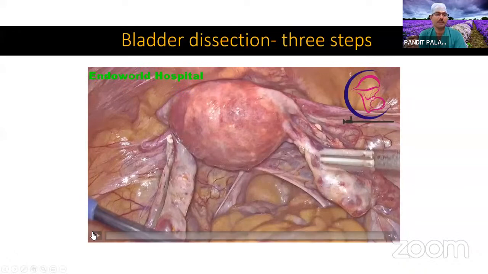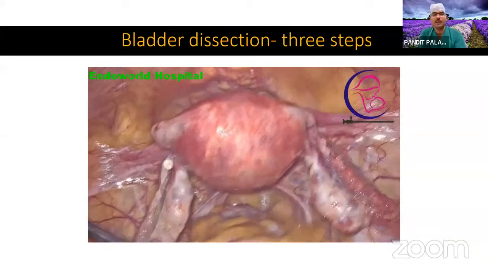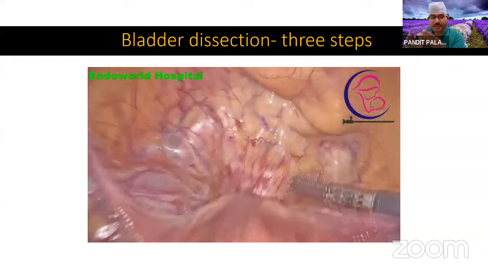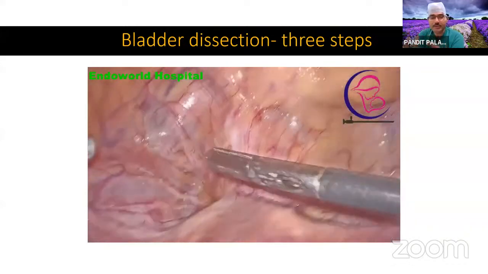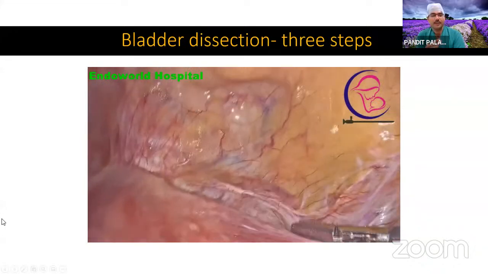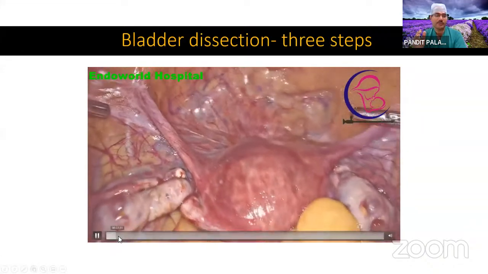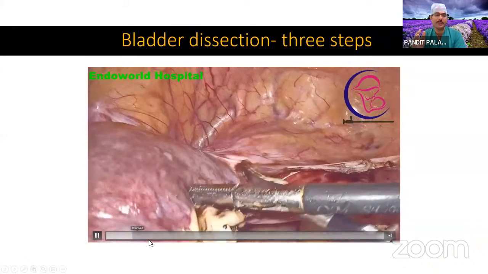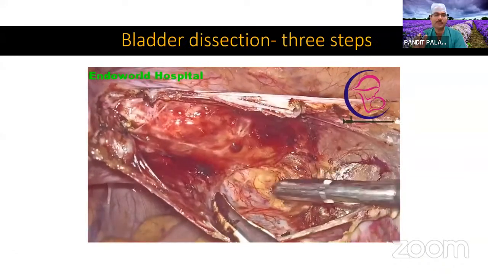In this patient the bladder is more adherent. So I'll show you how the bladder can be dissected in 3 steps. One step is at the broad ligament, second step is at the uterine level, and third step when you do the colpotomy. Initially you can see the adhesions of the bladder are very less, but as you go you can see the bladder is more densely adherent. So try to do the dissection by the lateral endo technique.